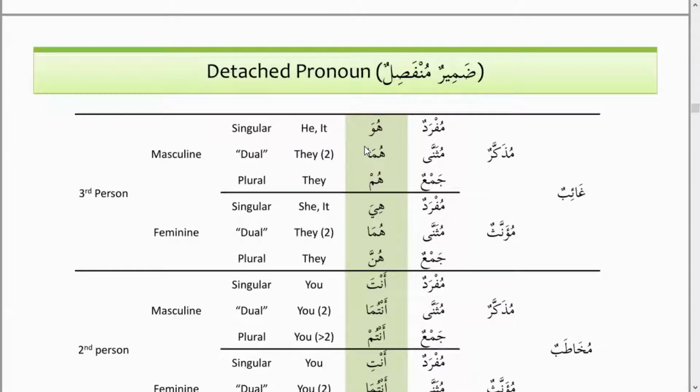Anytime you look at detached pronouns, these are the independent, free ones. They come separately. They won't join to any word. That's why they're called damirun munfasil. Munfasil means detached pronoun. They're not attached to any word. They are detached, okay?